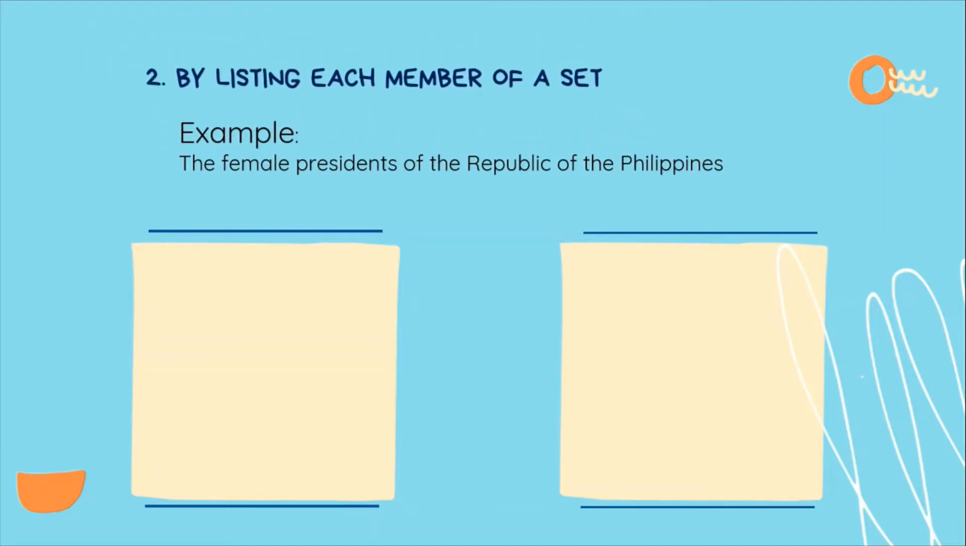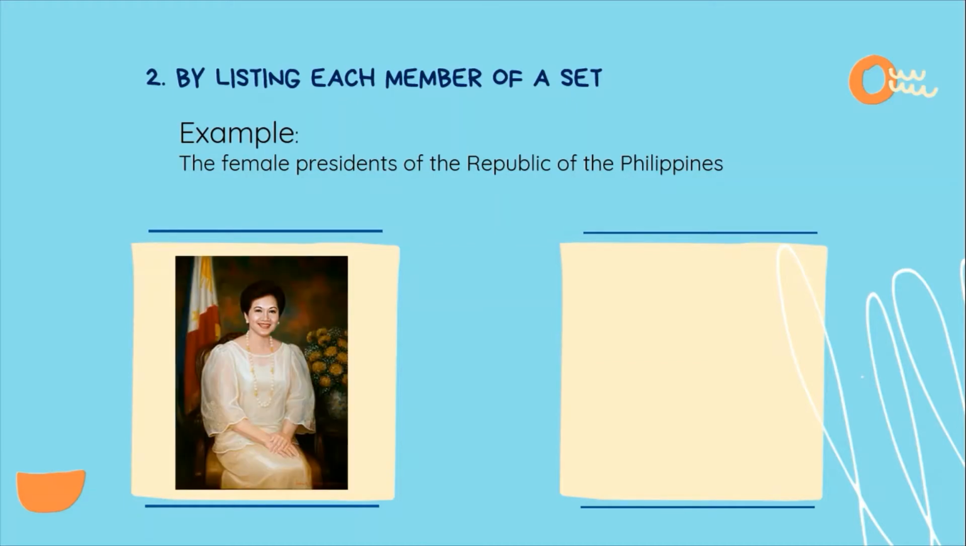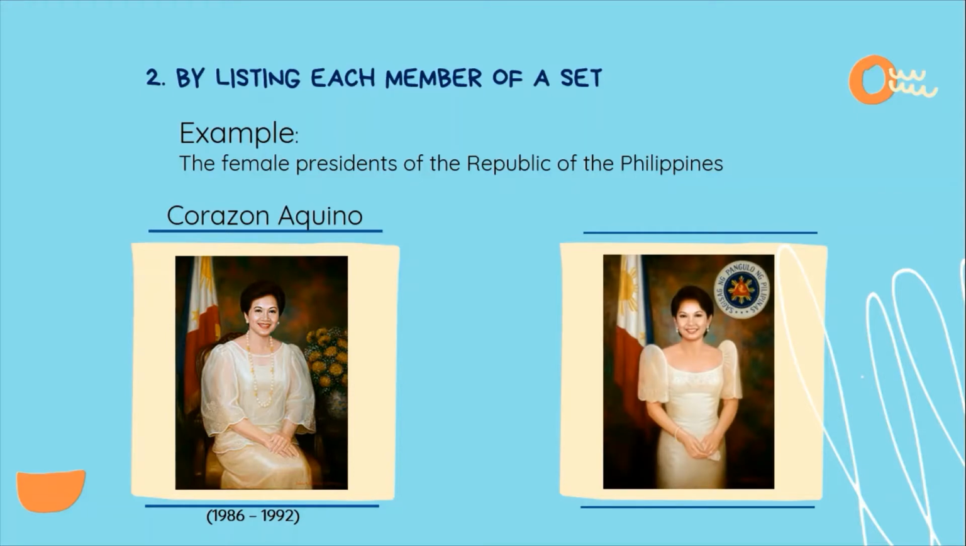Another way of describing the members of the set is by listing each member of a set. An example of this set is the female presidents of the Republic of the Philippines. Listing them, we will start with President Corazon Aquino. She was the first female president of the Philippines. She served from 1986 to 1992. Another female president is President Gloria Macapagal Arroyo, who served from 2001 to 2010.